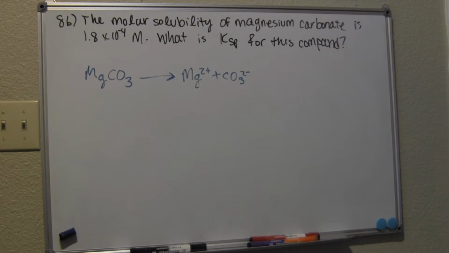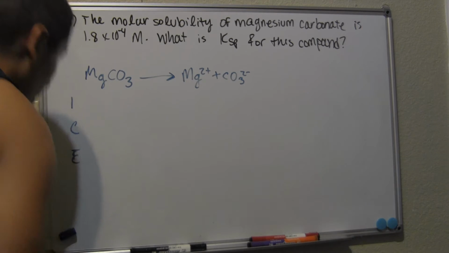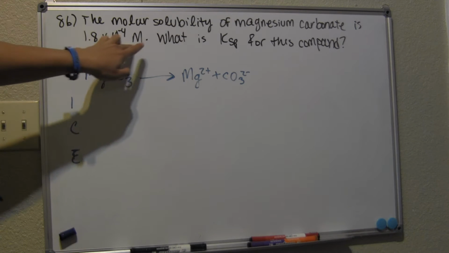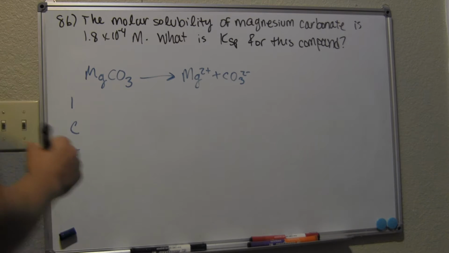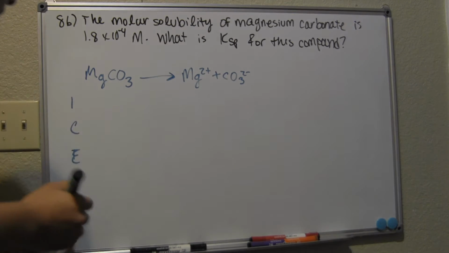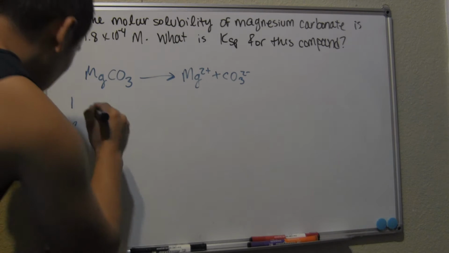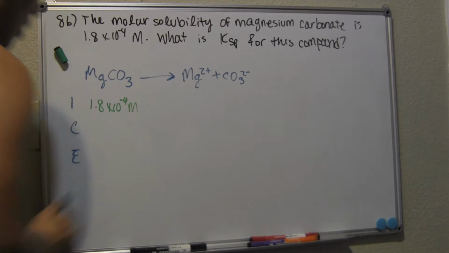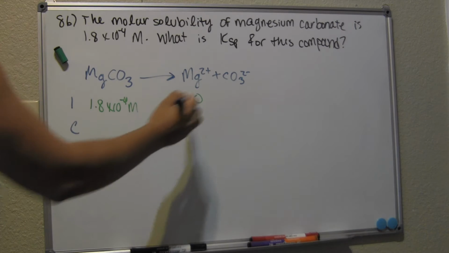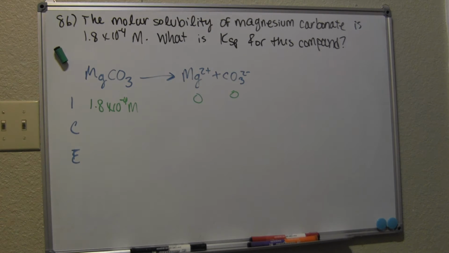Now let's get to making our ICE table. We start off with initial, change, equilibrium. It gives us molar solubility, so that's going to be our initial concentration of magnesium carbonate, 1.8 times 10 to negative 4 molar. And we start off with 0 molar of magnesium and 0 molar of carbonate because it doesn't say that there's already an existing amount inside the vessel.